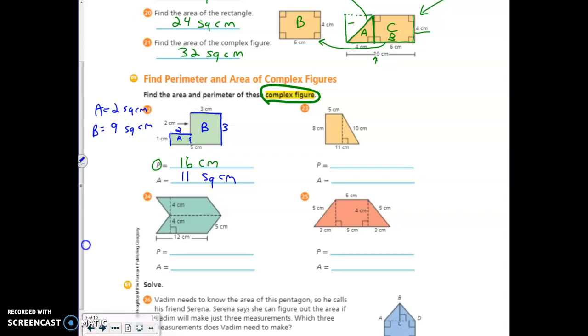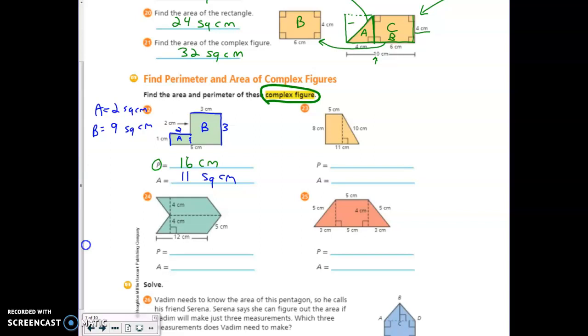And I will show you one more method before this video ends and how to redistribute or break this apart in a slightly different way. But I then take those two areas, 2 square centimeters for rectangle A and 9 square centimeters for rectangle B, and I make an 11 square centimeter area for that entire piece.